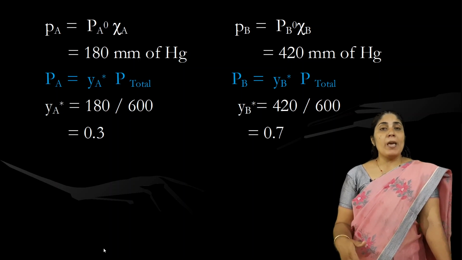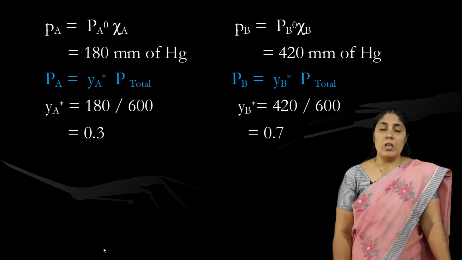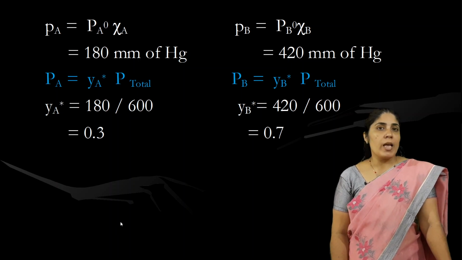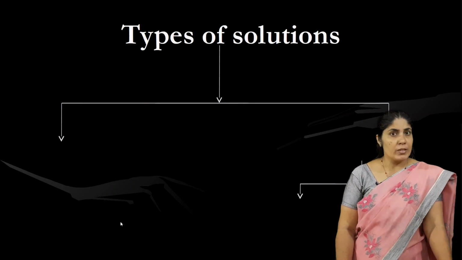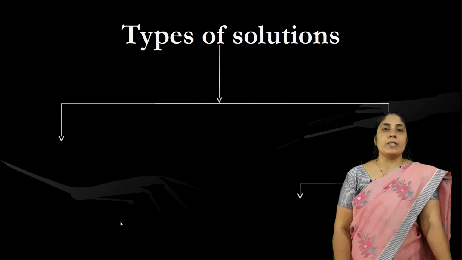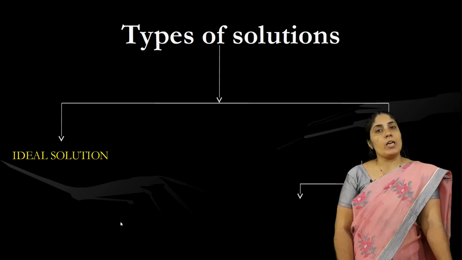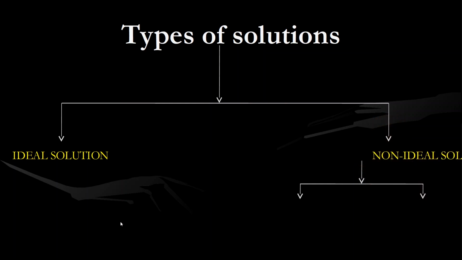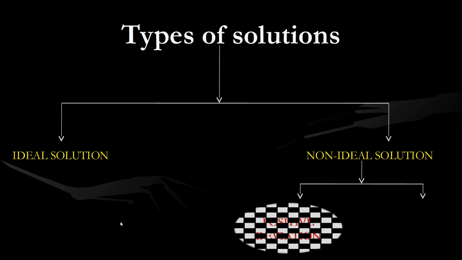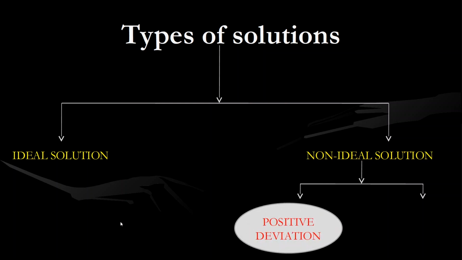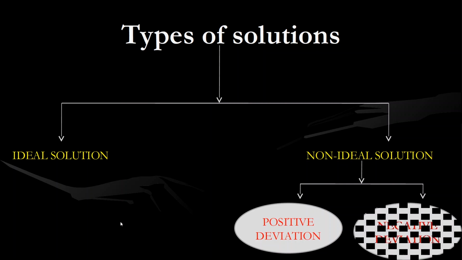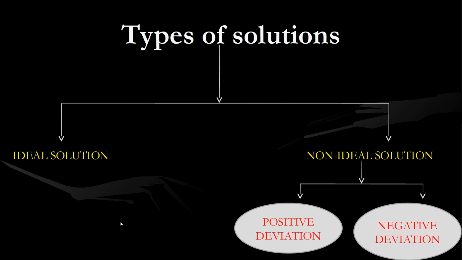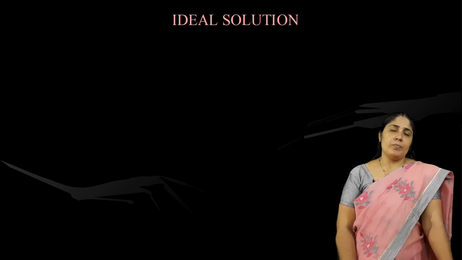Now, based on the concepts of Raoult's law, solutions have been classified into two categories. Let's go into its detail. The two categories of types of solutions are ideal solution and non-ideal solution. The non-ideal solution is further divided into two sections: the one which shows positive deviation and the second one which shows negative deviation. Let's study about them in detail.